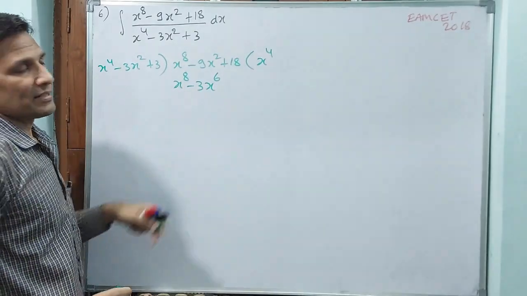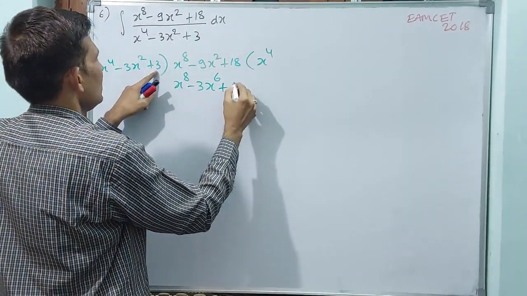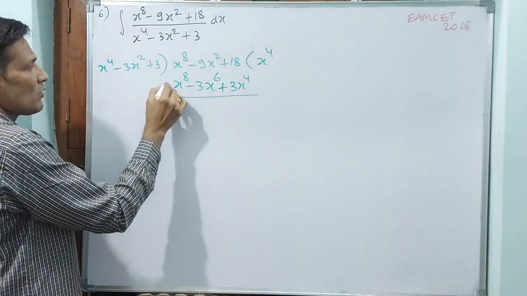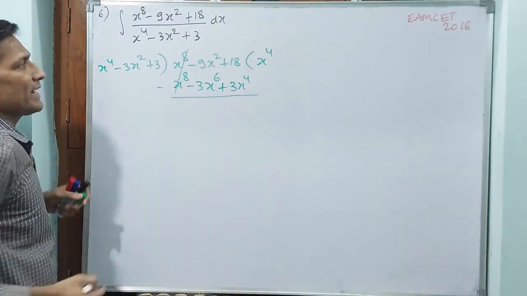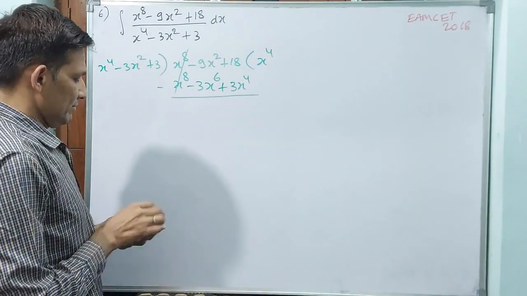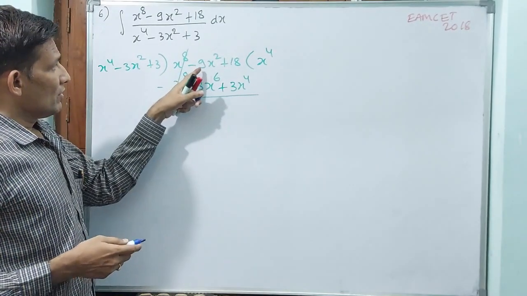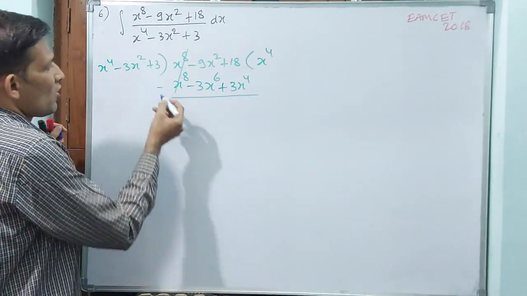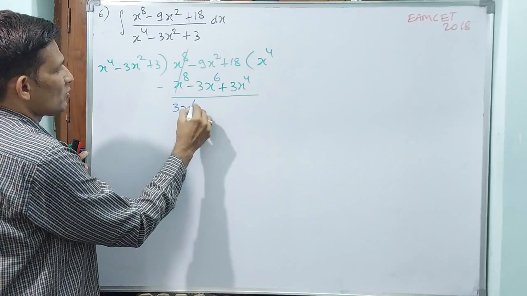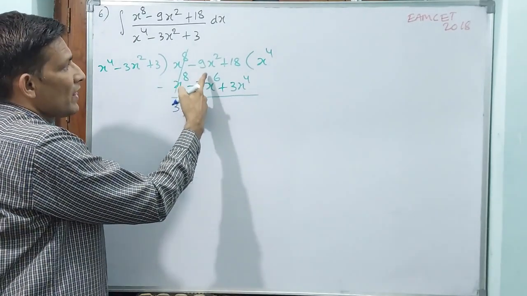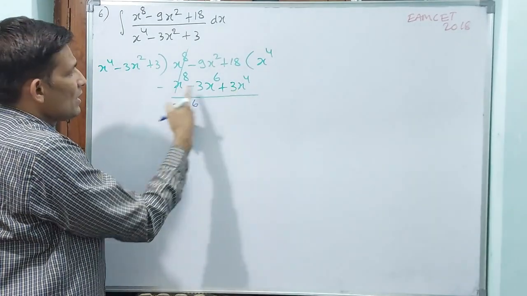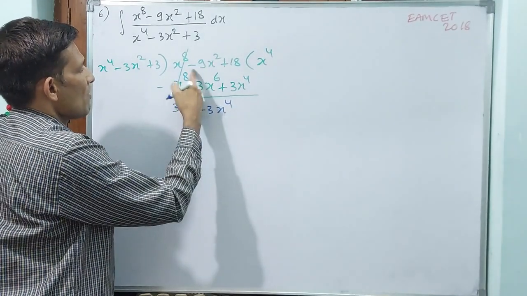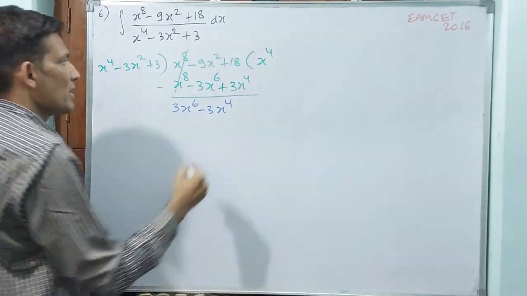But here x to the power of 6 is not there. Again plus 3 times x to the power of 4 will come. We are doing subtraction, that means x to the power of 8 is going to get cancelled out. Before x square, x to the power of 6 is there, but minus is there, so it will come like this: 3x to the power of 6, minus of minus. Again, before x square, x to the power of 4 is there, but outside minus is there, minus 3 x to the power of 4. Then you bring this one, minus 9x square.